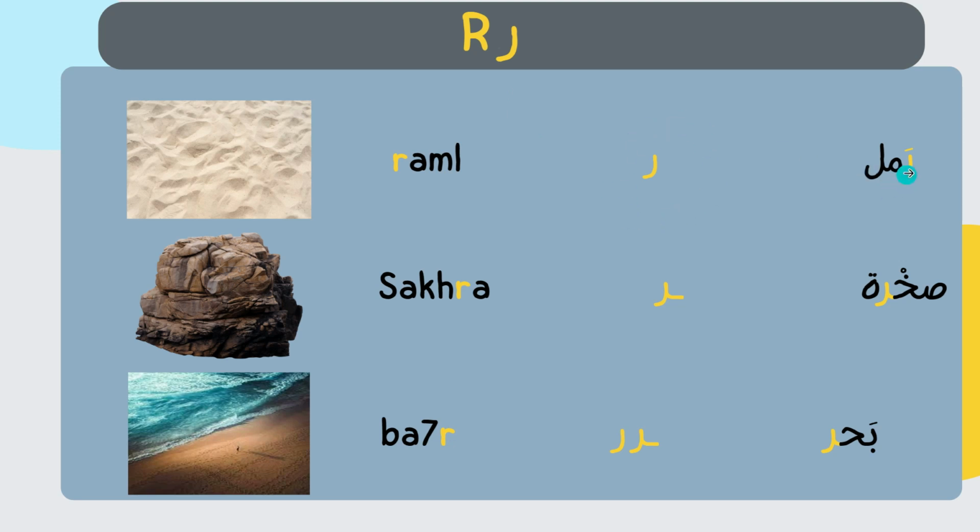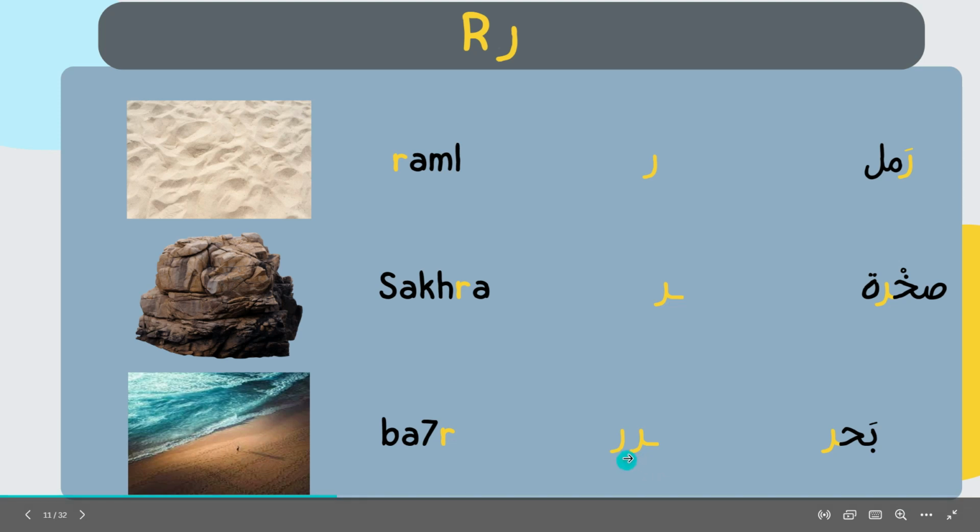So here, if you can see, it doesn't connect. Then in the middle, it's the same as in the beginning or the initial, but with a linking arm from this side. And in the end, it's either connected or separated depending on the letter before.